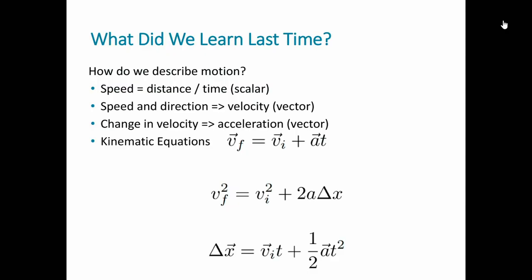If I say your car is traveling 60 miles per hour, that's a speed. And then if I give that speed a direction, it becomes a velocity, which is a vector. So if I tell you your car is moving 60 miles per hour north, now that's a velocity. A change in velocity with respect to time is an acceleration, and that's also a vector.